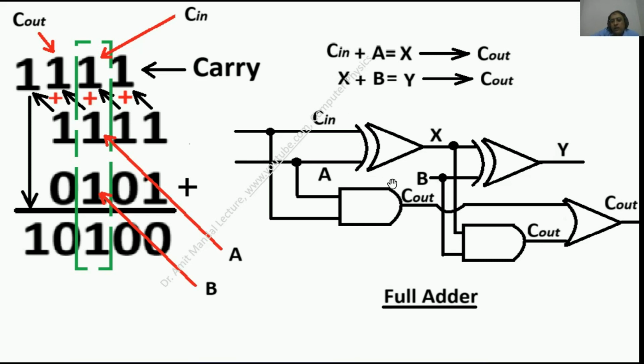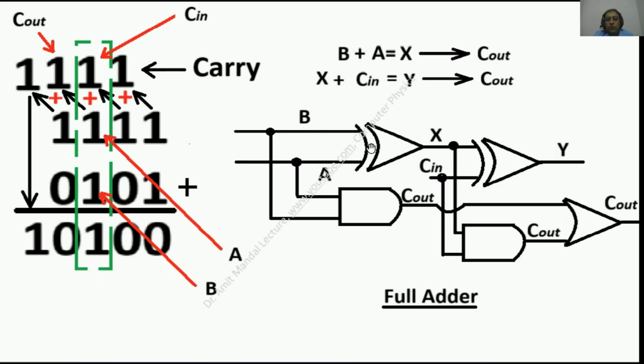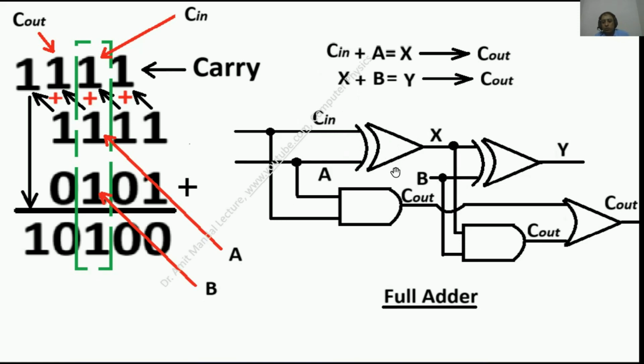Now remember this thing that the same circuit can also be developed like this. Means either I input the C in over here and B over here, or B over here, C in to this circuit. These are two equivalent circuits. In most of the books it is given that A and B are added to this circuit, and this is the output, and C in is added to the second circuit. But in case you go through mathematical processing, both are same circuits.